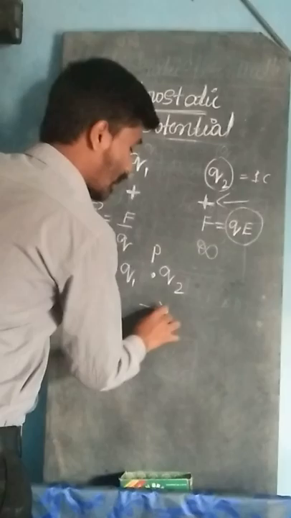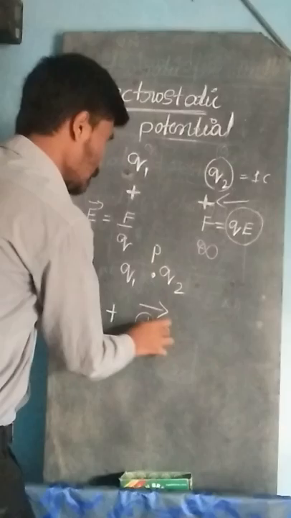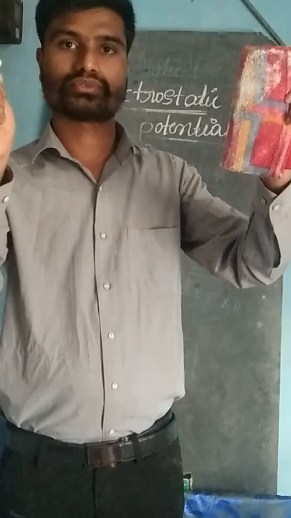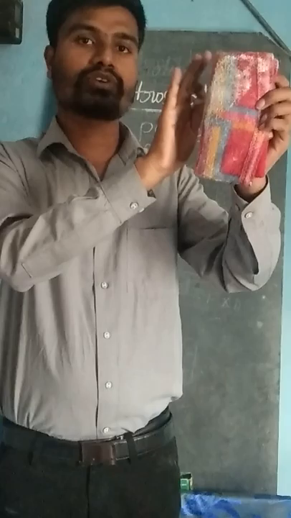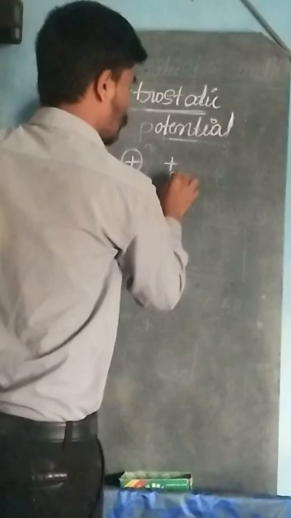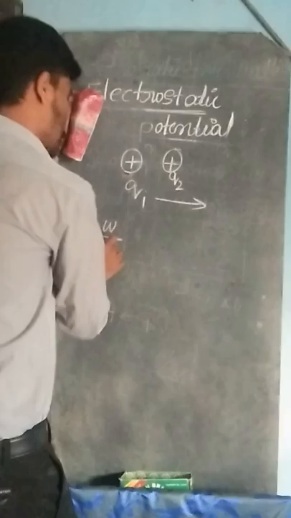So then work has to be done. What work? It is repulsion. Here also positive charge and here also positive charge, and both are brought nearer. When both charges are nearer, the other is pushed away against the external force. This positive charge experiences a force from the other positive charge, so work has to be done. That is plus Q, here plus Q, that is Q1. When it is near that point, it goes back, so work has to be done. The work done by a unit positive charge is called electrostatic potential.